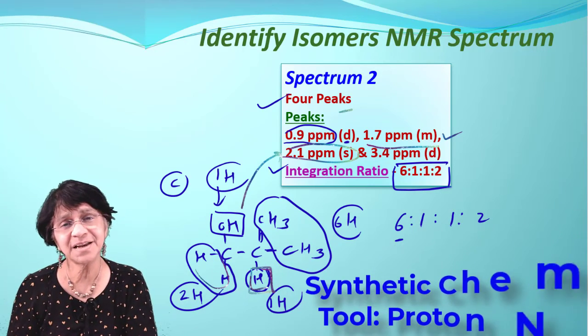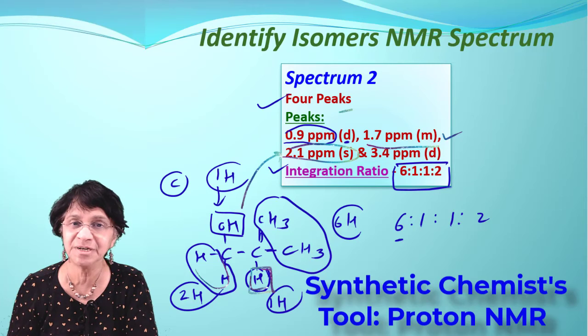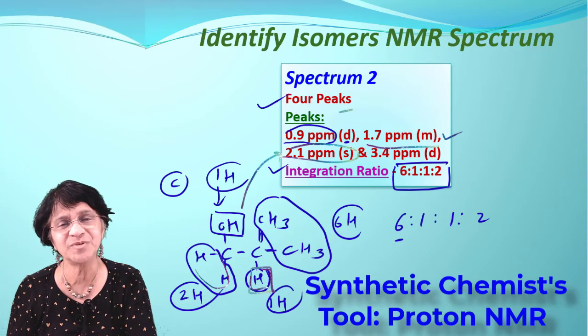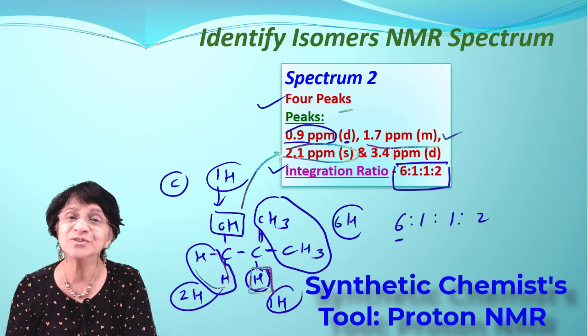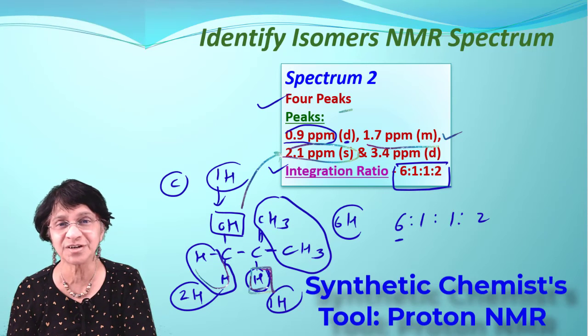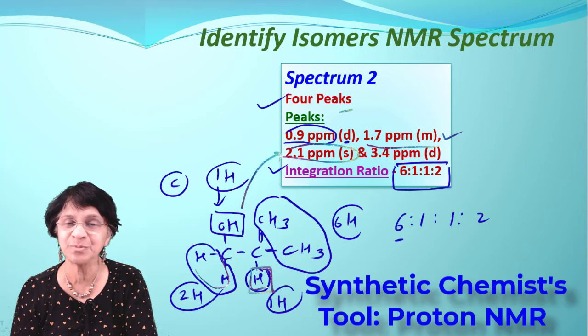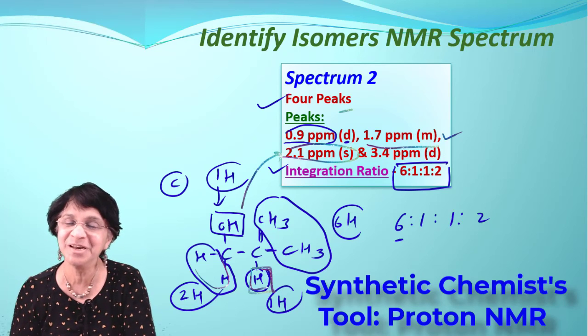Now, as a synthetic chemist, when you do reactions, you'll always end up having multiple products. Plus, sometimes we end up having different isomers. So it is critical to identify the structure of the compound which you obtain from your reaction, and proton NMR plays a very important role.